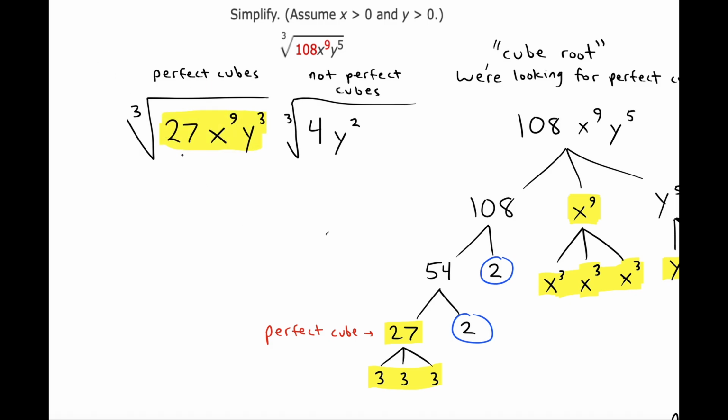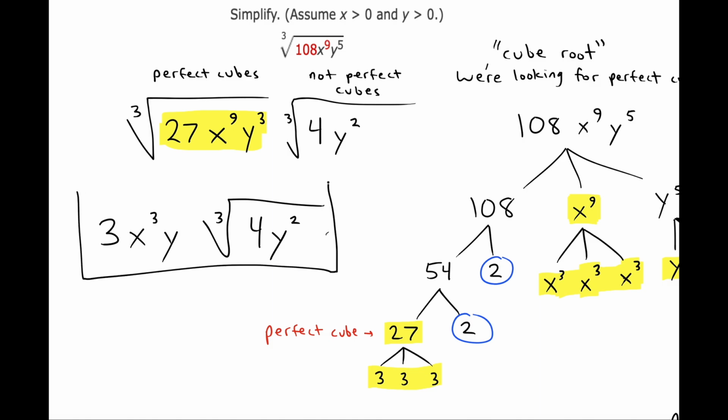The cube root of 27, I had said earlier, would be 3. The cube root of x to the 9th will be x to the 3rd, and the cube root of y to the 3rd is just y. The other radical could not be simplified any farther. It'll just have to stay as it is. And that's our final answer.